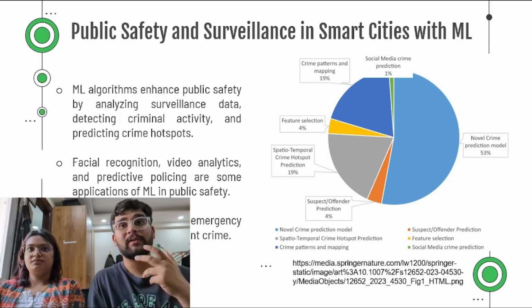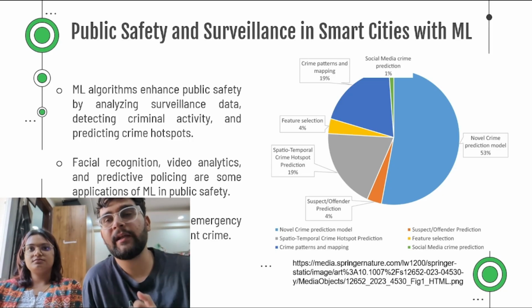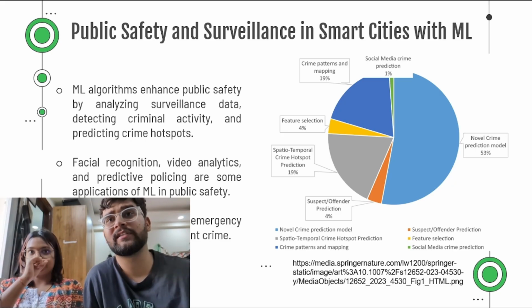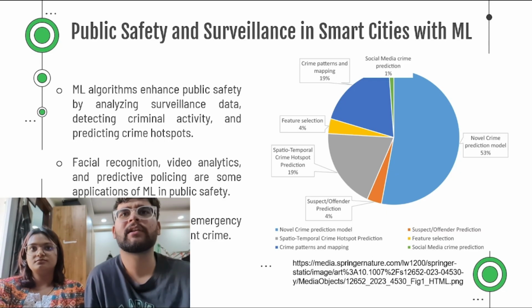Now, coming to public safety and surveillance, as you can see from the graph also, ML detects crime patterns, recognizes faces in crowds, and helps allocate police resources more efficiently and productively. While powerful, it also raises serious ethical questions around surveillance and privacy.